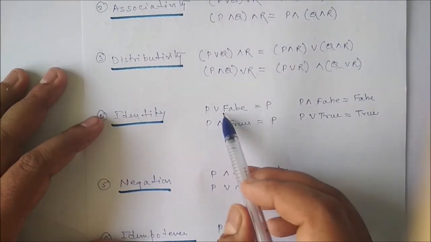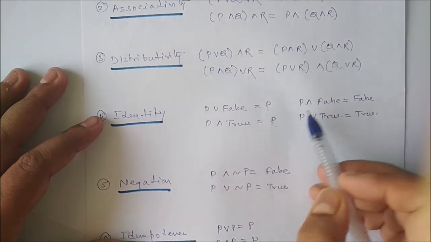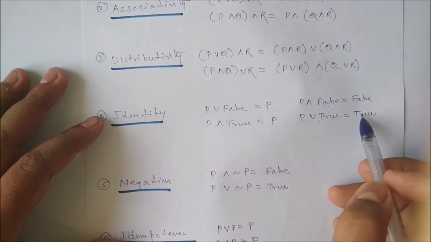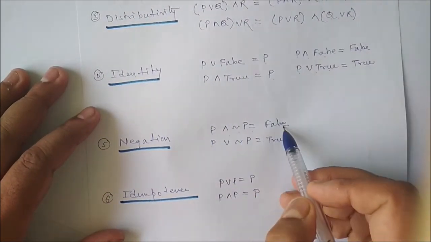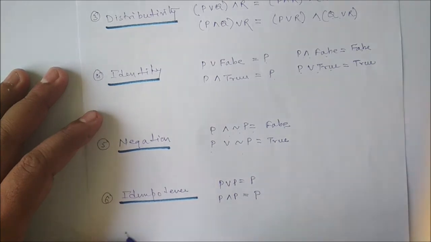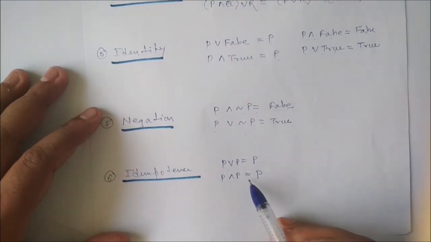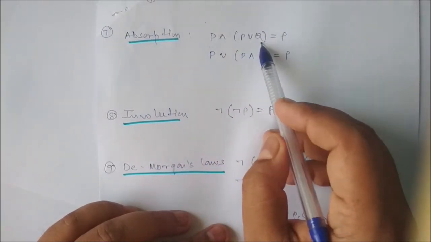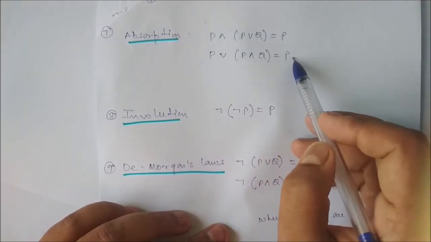Identity: P or false is equal to P. P and true is equal to P. P and false is equal to false. P or true is equal to true. Negation: P and not P is equal to false. P or not P is equal to true. Idempotence: P or P is equal to P. P and P is equal to P. Absorption: P and (P or Q) is equal to P. P or (P and Q) is equal to P.